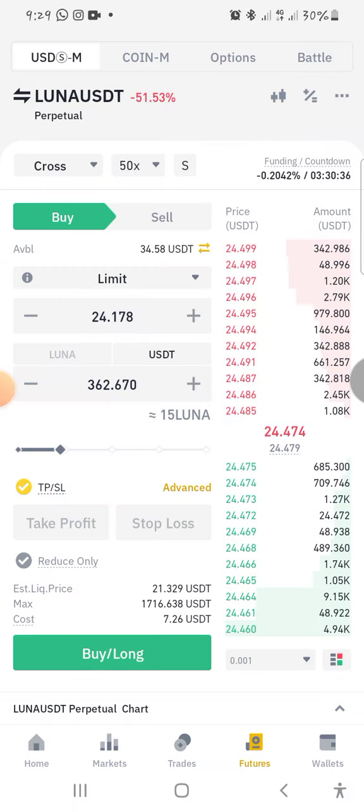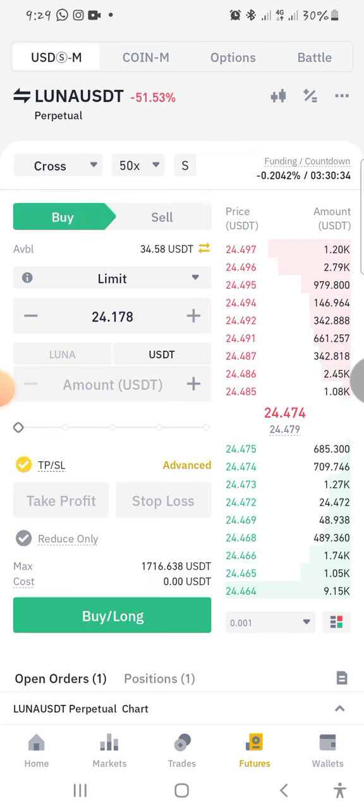Okay, now this is it. Buy, sell. You all know the meaning of buy, sell. If you want to go long, it means that you want to buy. If you want to go short, it means you want to sell. It means you're expecting the market to come down. Okay, so we have different orders here.